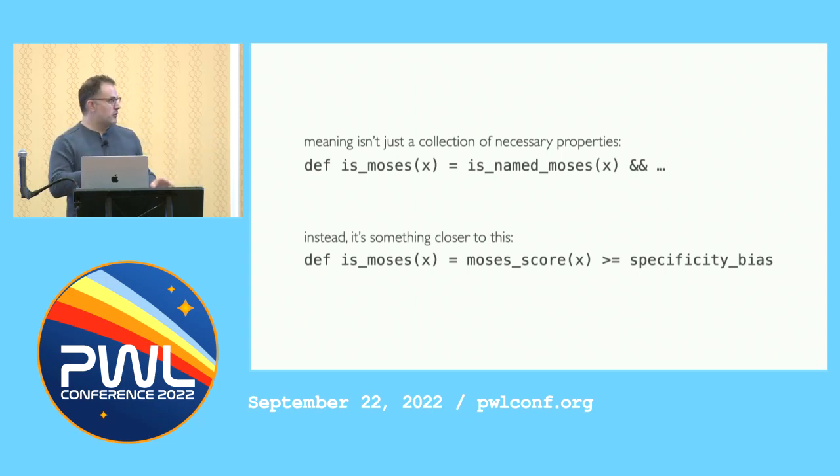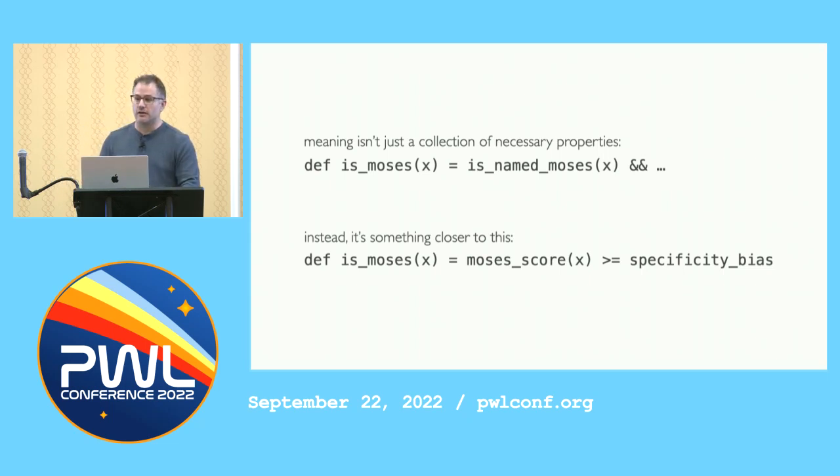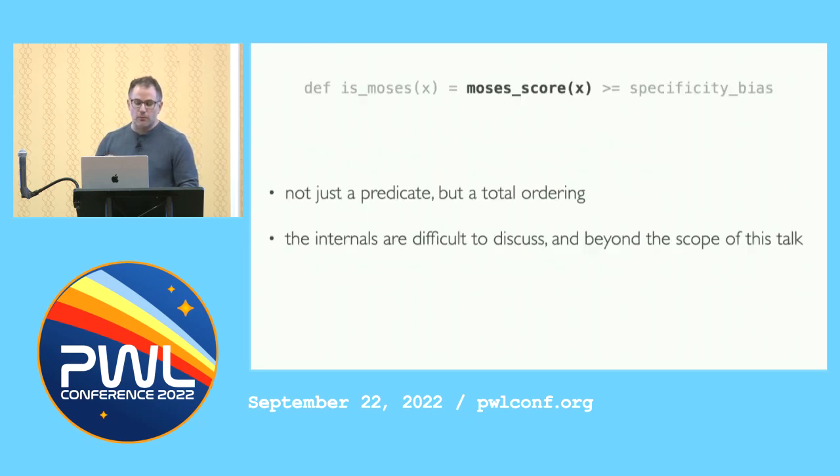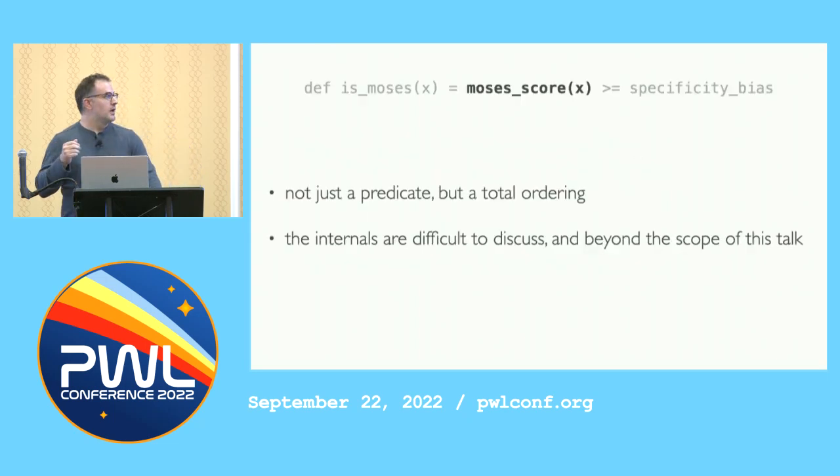What it is is something closer to the second function here, which I should note is not something that Wittgenstein talked about. This is my attempt at translating. But what we have are two pieces: an inner function, which gives us a score on how similar to Moses this person is, and then we are testing against some threshold. And each of these two pieces, I think, is important in different ways.